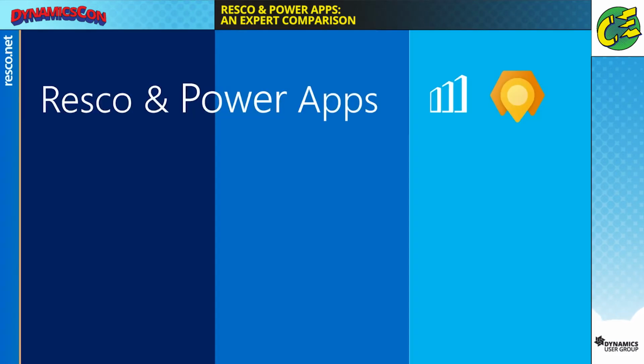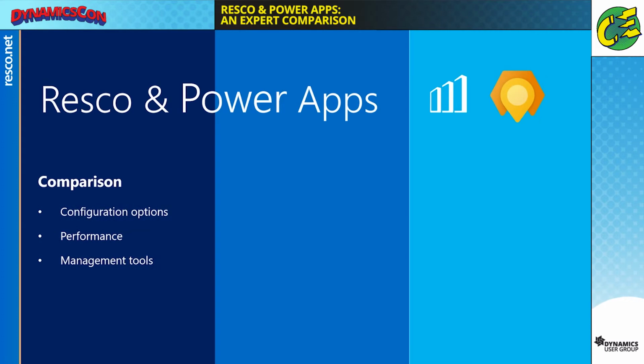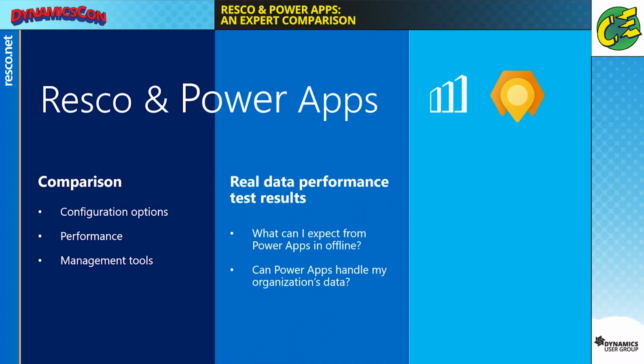In today's session, I'm going to talk about mobile applications from Resco and from Microsoft PowerApps and how they compare in terms of configuration options, performance, and management tools. Then in the second part, I'm going to present the results from a real data performance test, which was done on both applications. And finally, I'm going to conclude our findings and share my thoughts on what you should consider when choosing the best solution for you.